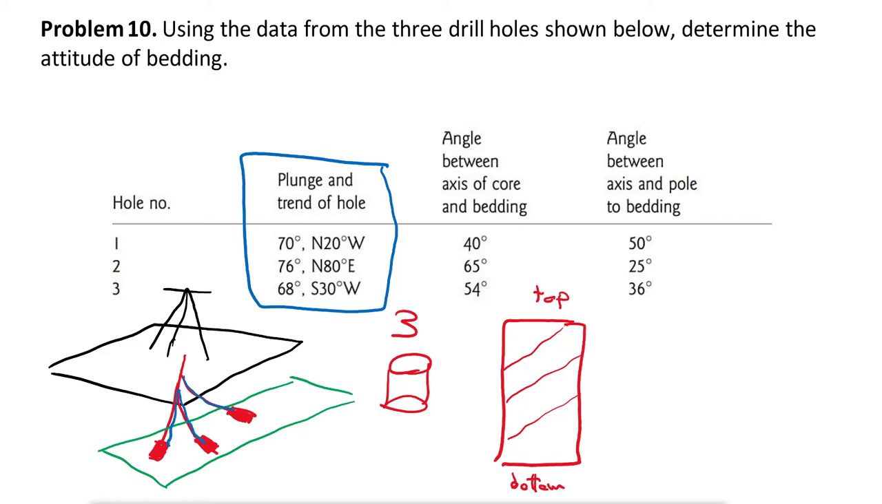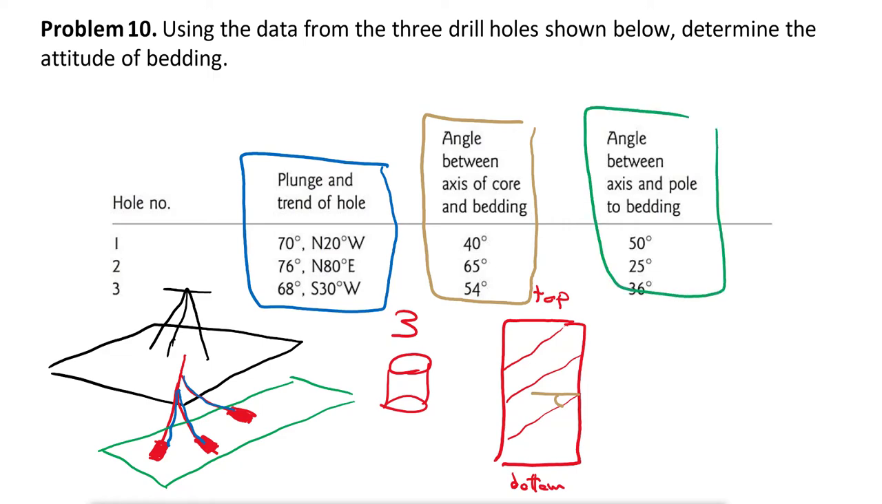boreholes. The angle between the bedding and the core, indeed this angle is here, right? And the angle of the pole of the bedding and the core, indeed is pole of the bedding. Let's show this one as a pole of the bedding, right? And we know this is the axis of the borehole, right? So this angle here, which I'm showing with alpha, indeed this one is here. By knowing this information, we should be able to find the attitude of the bedding. Let's move on to the Stereonet and see how we can work on this problem.